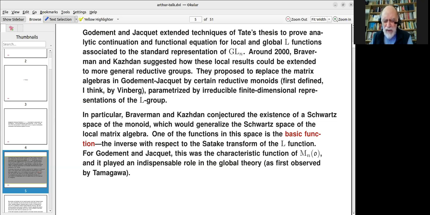For Godement and Jacquet, this just came down to the characteristic function of the integral points on the matrix algebra. And this played a role both locally and globally, analogous to Tate's local zeta functions.